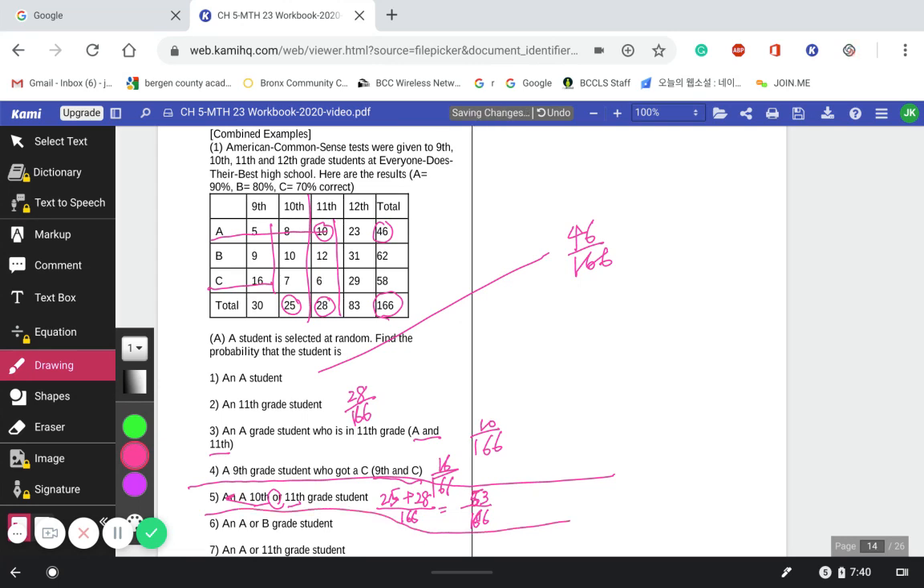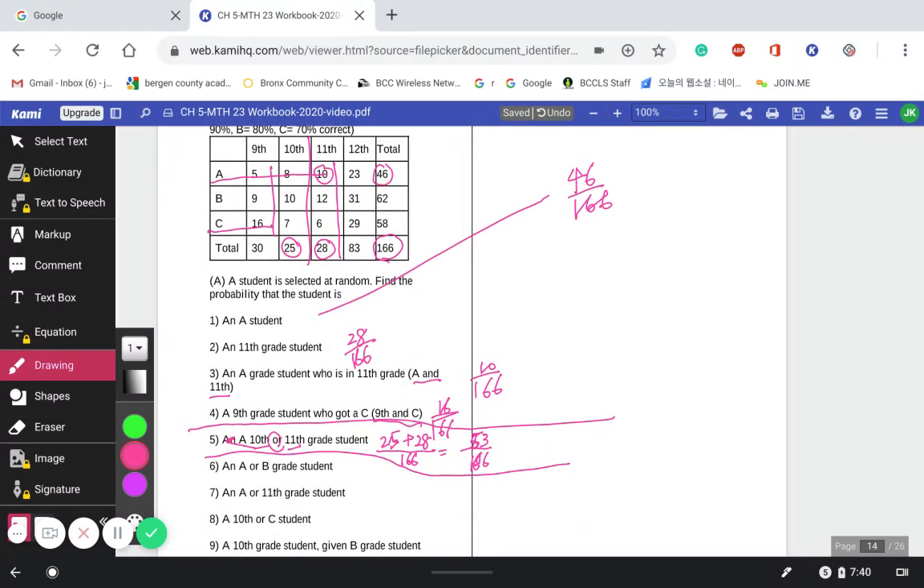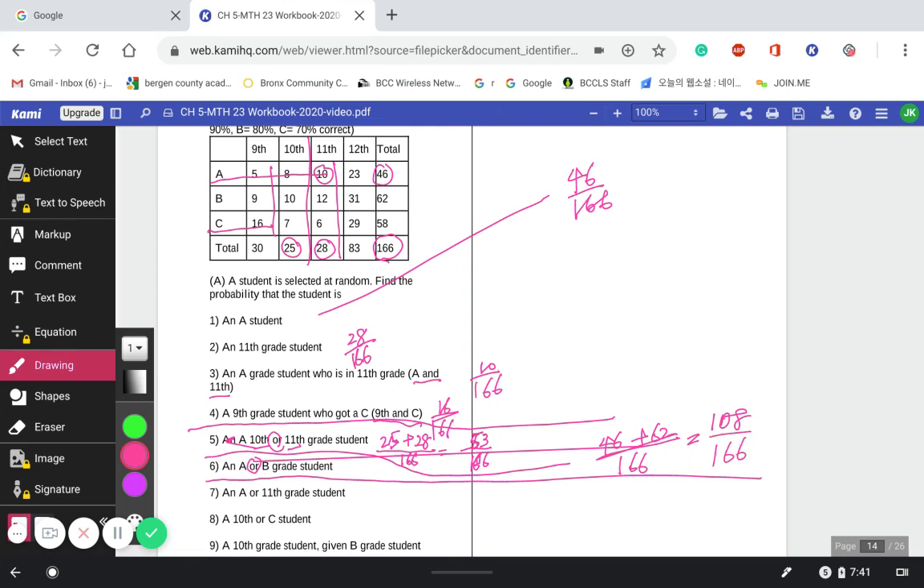Now, how about A or B grade students? So A is altogether 46, and because of "or" you add, B grade is 62 out of 166. So you end up with 108 out of 166. That's for A or B grade.